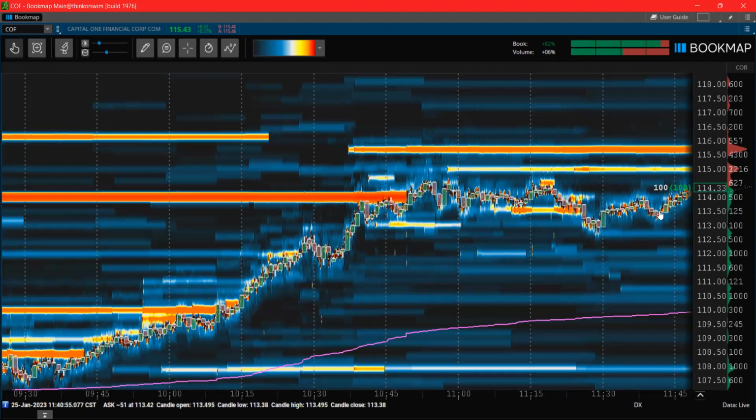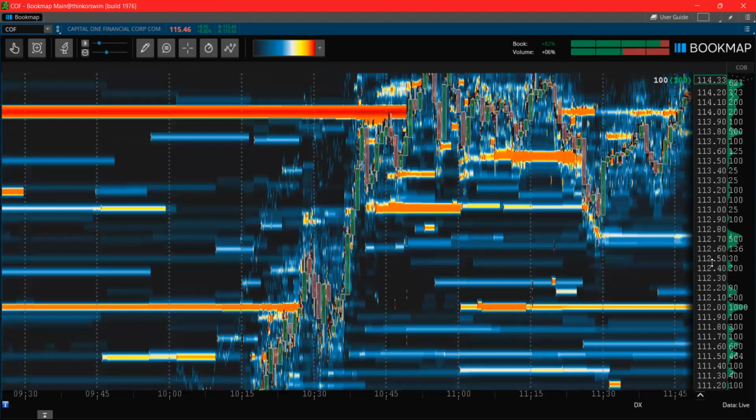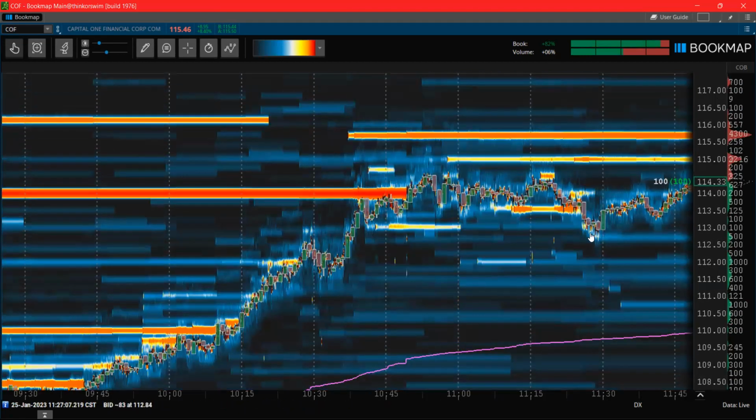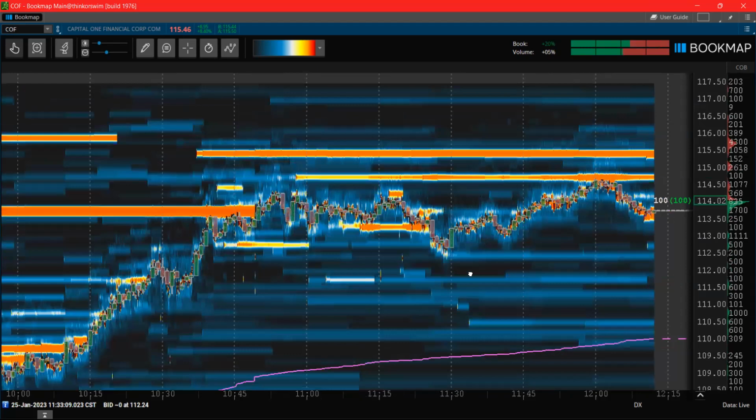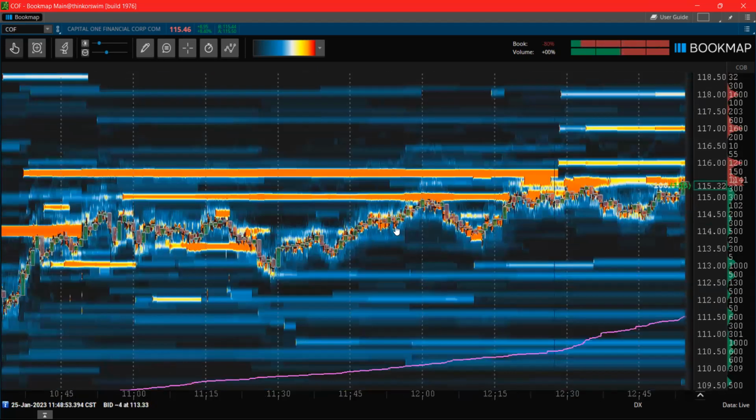They dump off of 114 and end up pulling it after it. They almost get just under 115 here, and then they end up dumping it back to our entry, our reminder to make sure we take profit there below 113. Anyway, and then eventually they punch it right back up to 115.